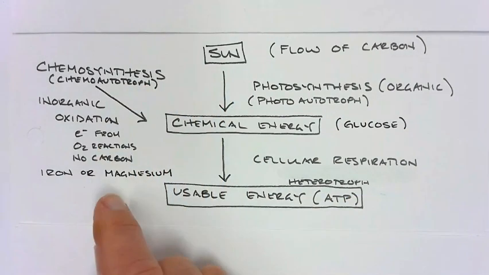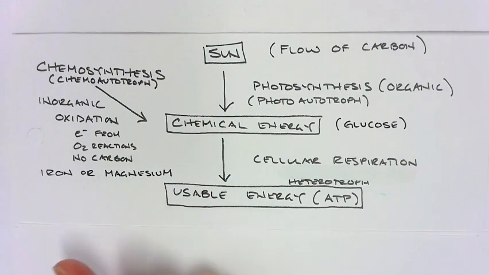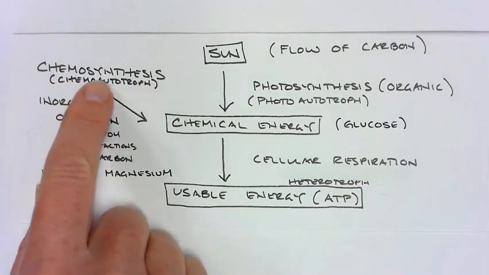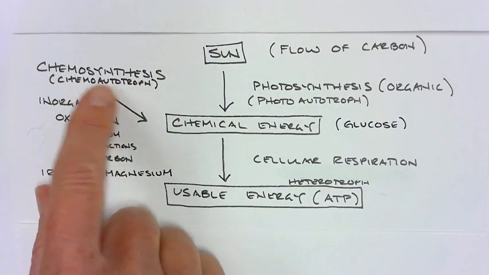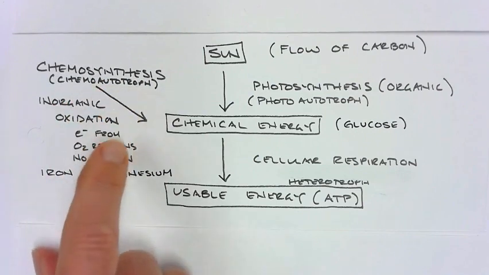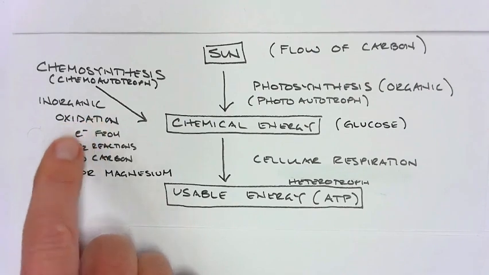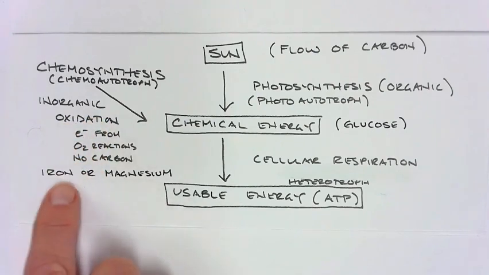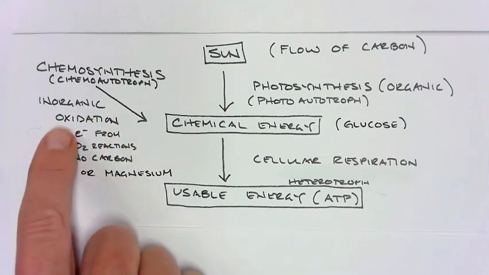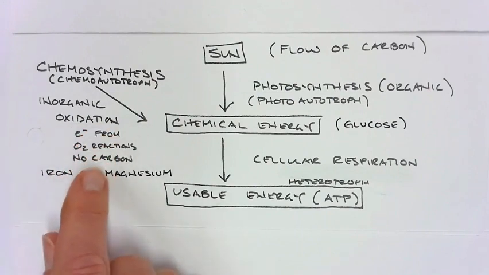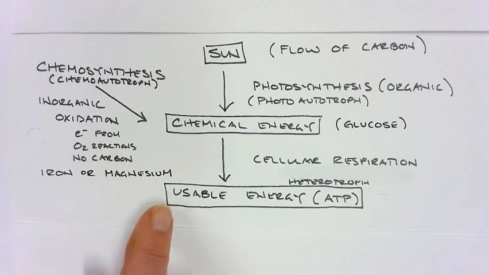In some instances, there is no sunlight, for example, inside caves or at the bottom of the ocean. And in this case, those organisms go through chemosynthesis, or chemo, meaning chemical, autotrophs. They basically take inorganic materials, things that do not contain carbon, such as iron or magnesium, and through oxidation, which is basically rusting, they accomplish the same thing. They make ATP.